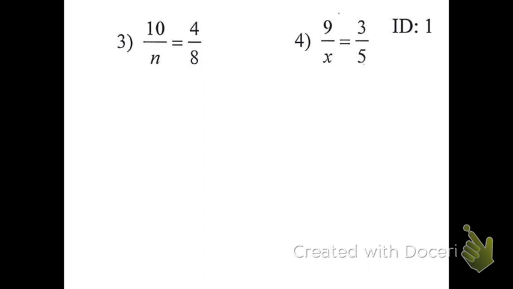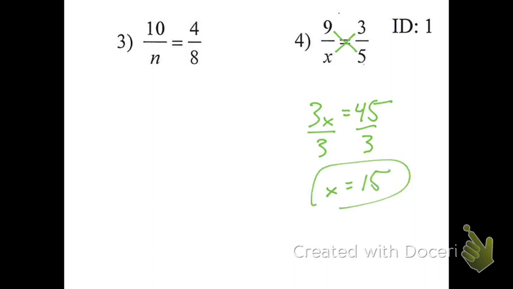I'm going to bounce to number 4 here. 3 times x is 3x. 9 times 5 is 45. We're going to divide both sides by 3. I get x equals 15. All right, 2 down, several to go.